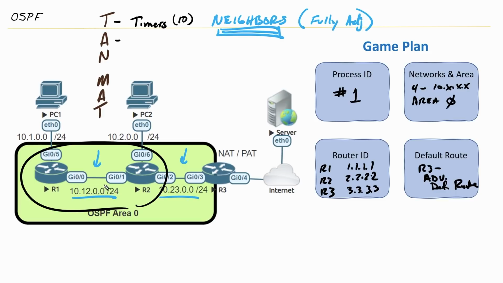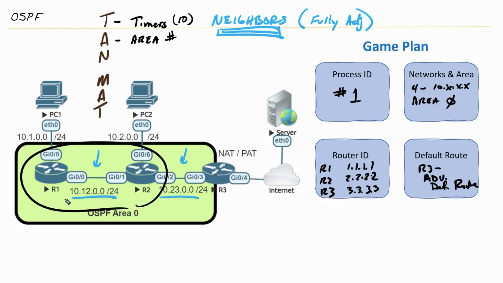Another element that they would have to both agree on and be consistent with is the area number. So if R1 believes that the 10.12.0 network is in area 0, and R2 believes that the 10.12.0 network is in area 2 or 3 or some other area different than R1, that's going to cause these 2 routers to not become fully adjacent neighbors. So they won't share information with each other, they won't be friendly, and our OSPF is not going to work as desired.